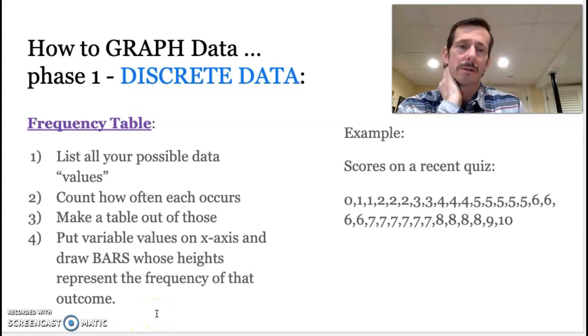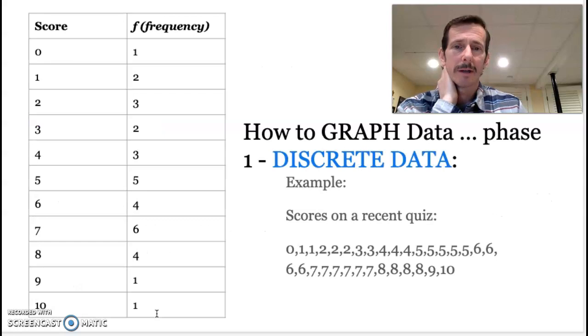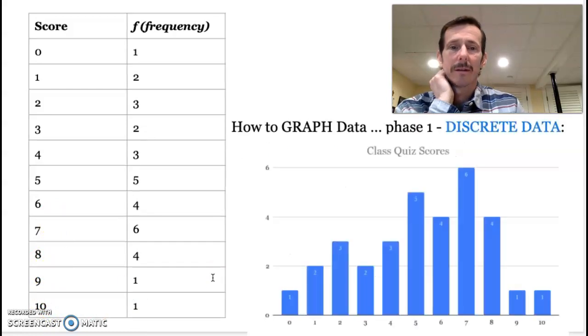So this is a bunch of data. I think there's 32 quiz scores that you could have gotten anywhere from 0 to 10, and they're listed there, pretty horrible. So I made a table out of them. Over here, this is a frequency table. One person had a score of 0, 2 people had a score of 1, 3 people had a score of 2, etc. You notice the 6 people having a score of 7 was the biggest, most often occurring score. And then down here at the very end, this is just how many people had scores of 0 through 10. And then we would graph those.